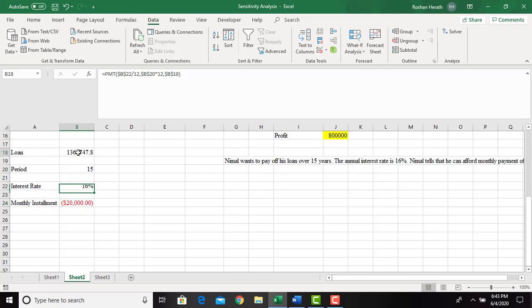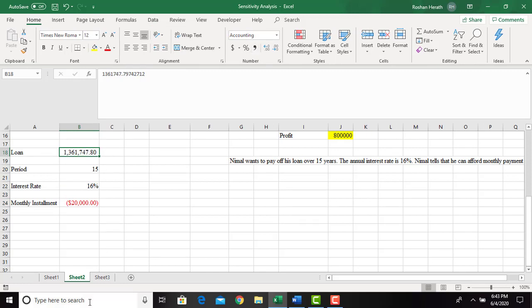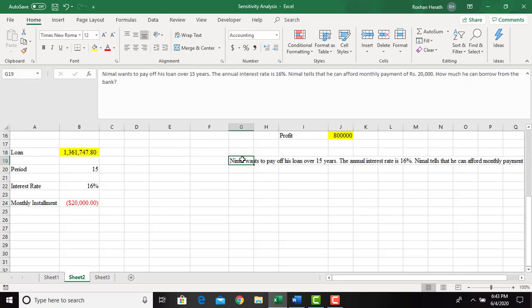So that is going to be 1,361,747. You can go for a kind of 1.3 million loan if you can afford 20,000. So this must be the answer. So how much can you take as the loan? That is 1,361,747. That is the loan that you can take.